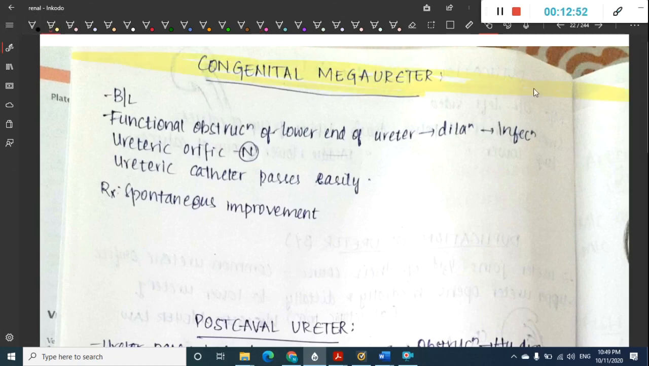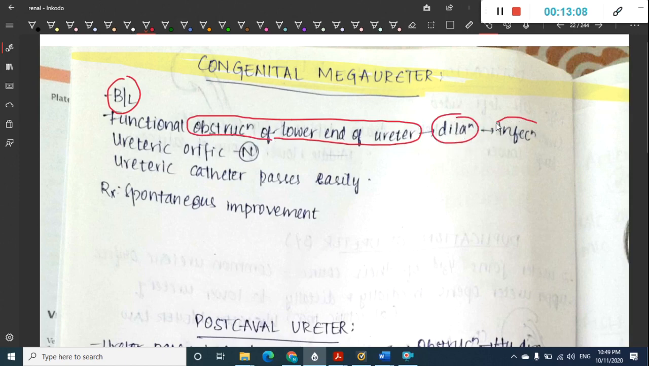So what do you see in congenital megaureter? It is a bilateral condition associated with functional obstruction of the lower end of the ureter. Because of this functional obstruction, it leads to dilatation followed by infection, so urinary tract infection is common here. Though there is obstruction in the lower end of the ureter, the ureteric orifice is normal and a ureteric catheter passes normally. It undergoes improvement on its own.